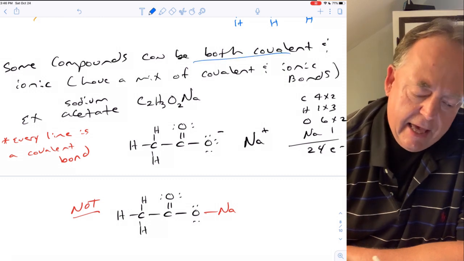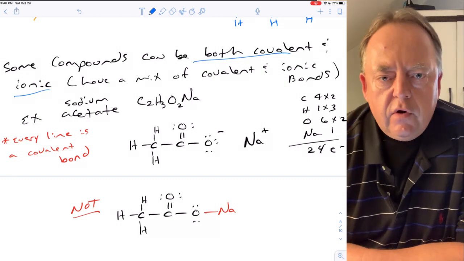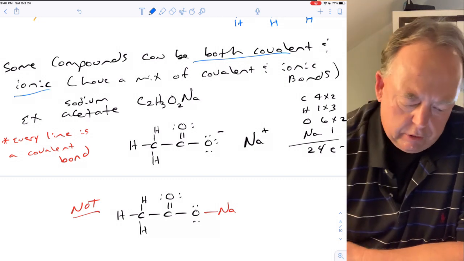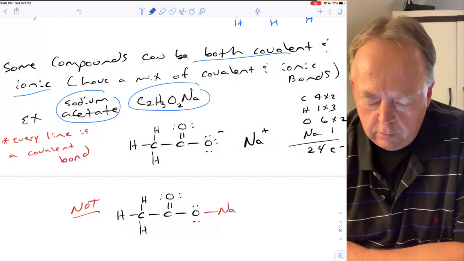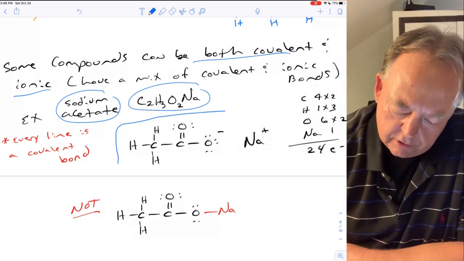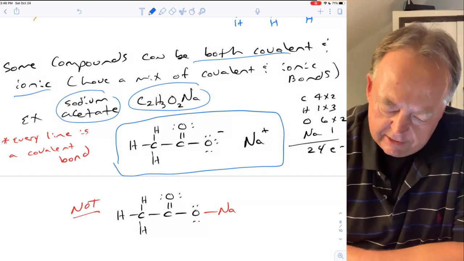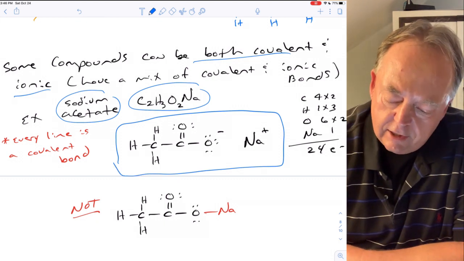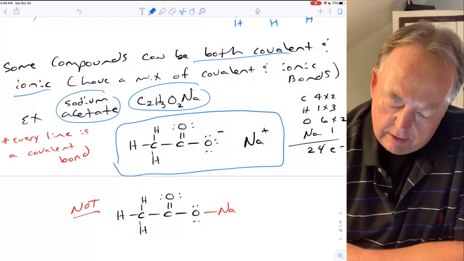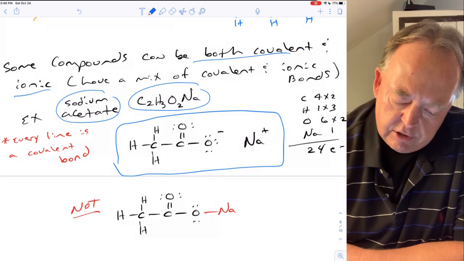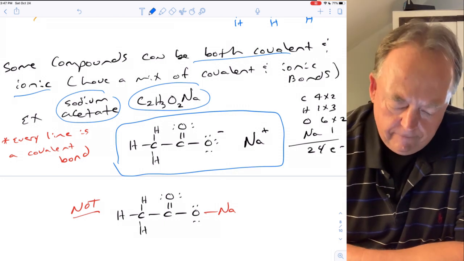Okay, and then lastly in this lecture, I just wanted to point out that some compounds can have both covalent and ionic bonds in the same molecule. So you can have a mixture of covalent and ionic bonds. So an example would be sodium acetate. So if we come up with a Lewis structure and count our valence electrons, right, 2 carbons, 4 electrons each, 3 hydrogens bring 1 electron each. Oxygen brings 6 electrons each, and sodium has 1 valence electron, so there should be 24 electrons in that molecule.